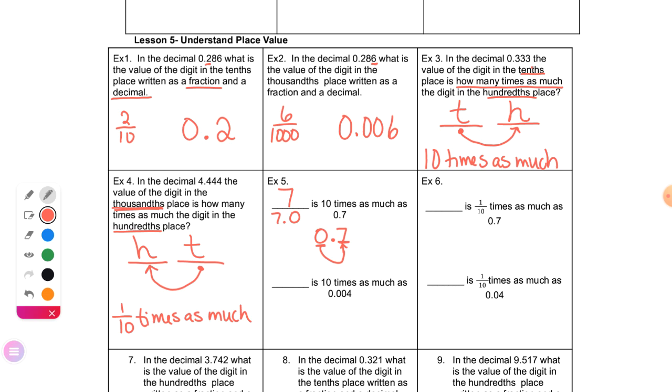Okay, next one. Blank is 10 times as much as 0.004. We start by writing our decimal number. And remember, we're still using our arrows. What's our end point here, Bryson? The 4. So I'm going to underline it. And I'm going to start my arrow, but I'm just making it straight because now I have to decide which way it needs to be pointing.